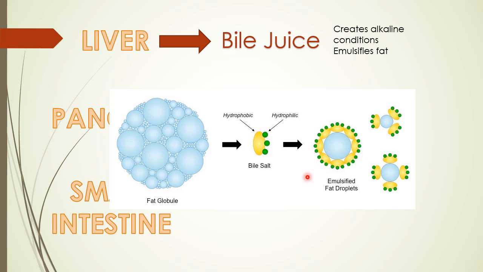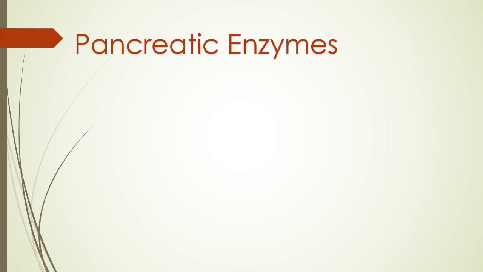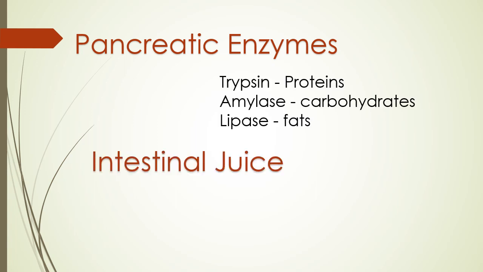Now the pancreas secretes pancreatic juice and the glands in the wall of the small intestine secrete intestinal juice. Now both of these together will digest our food completely. Now quickly, some enzymes of pancreatic juice and intestinal juice. Now what is the end result of the action of all these enzymes?